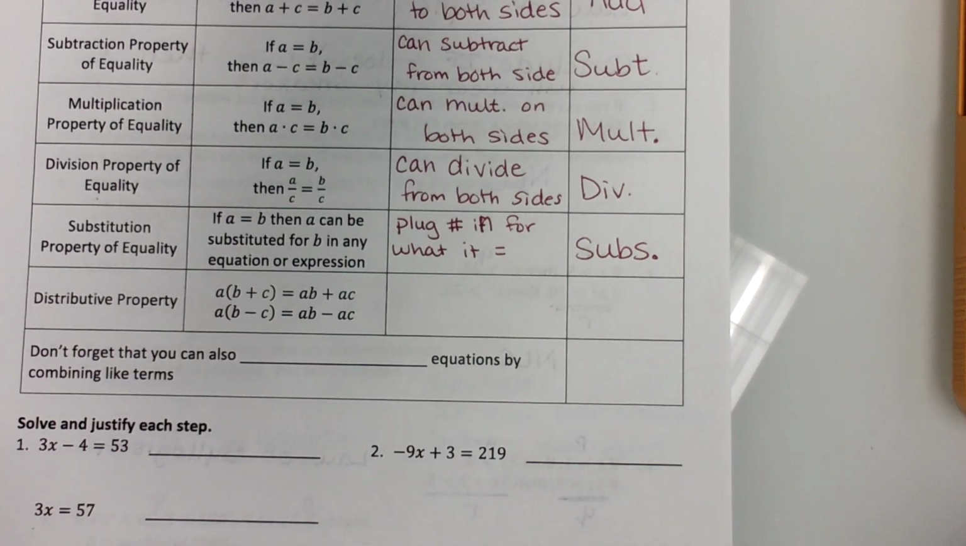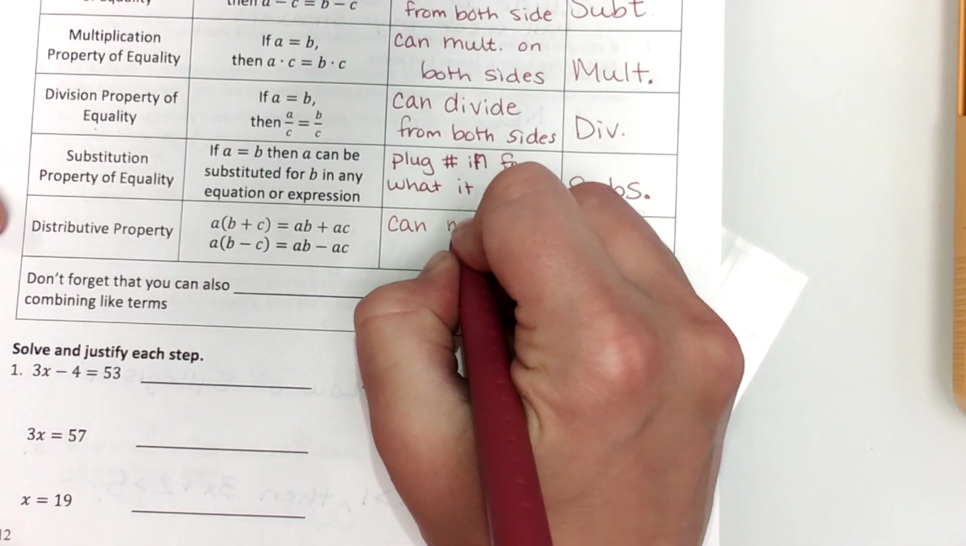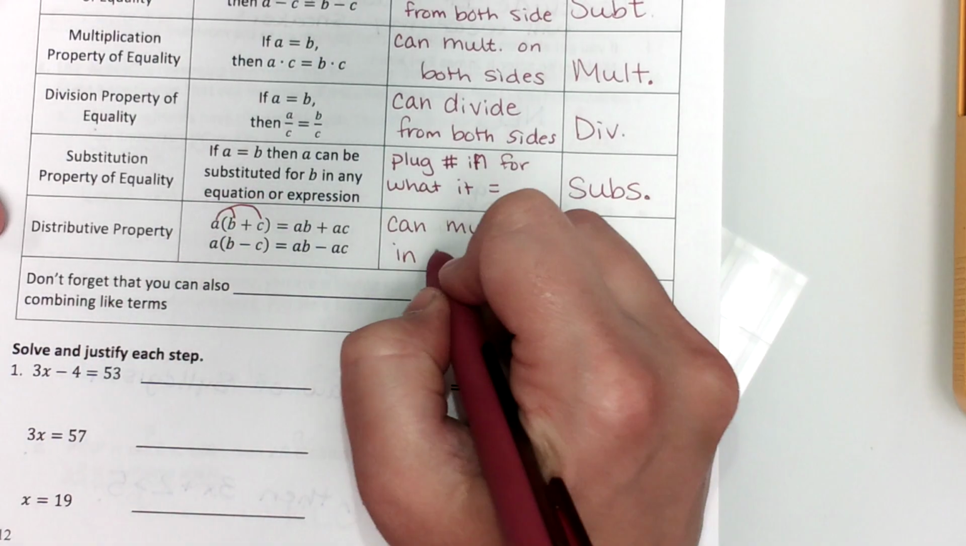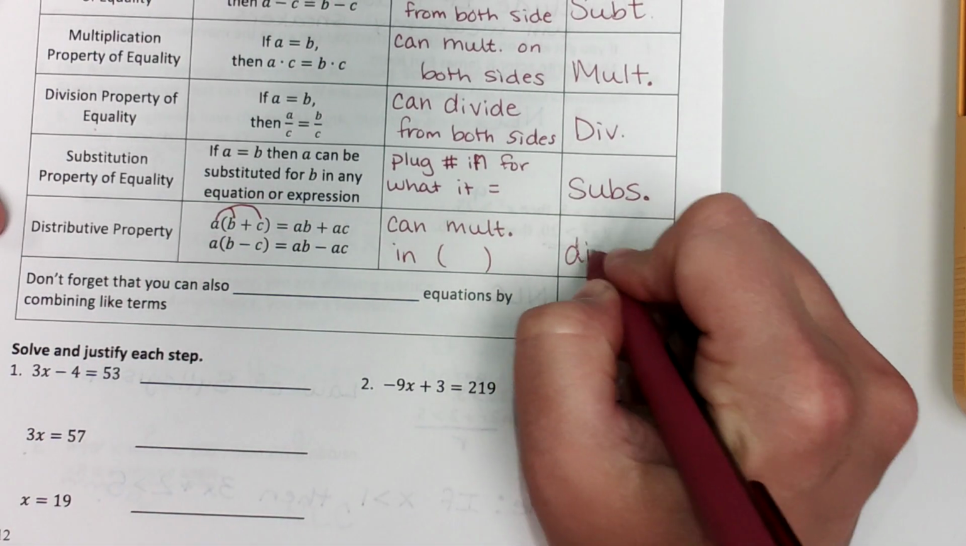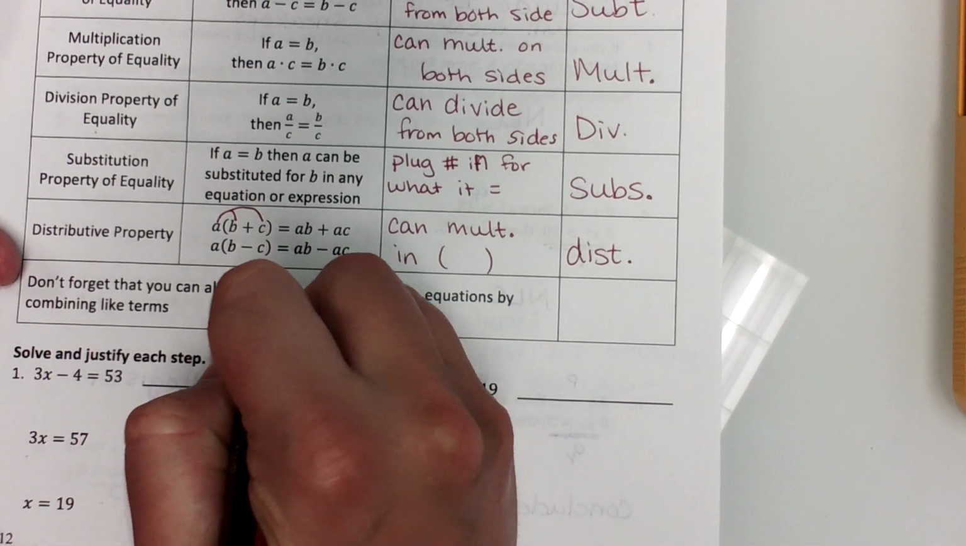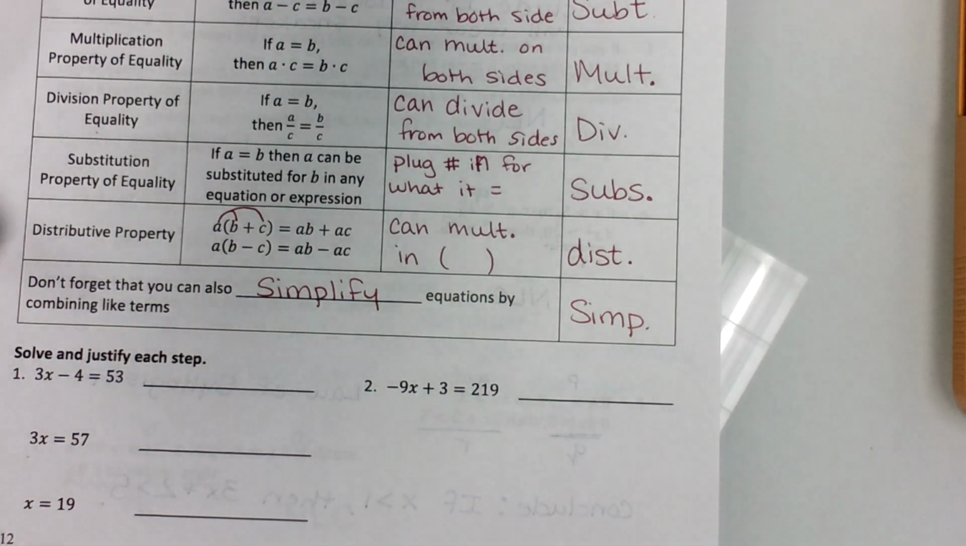Distributive property. This is just that you can multiply into parentheses. I shorten distributive property to DIST, distribute. And then a last reminder, when you are solving, you can do things like simplify by combining like terms.